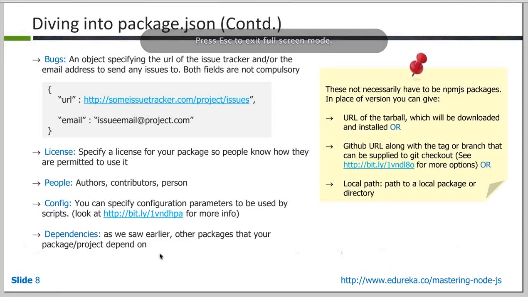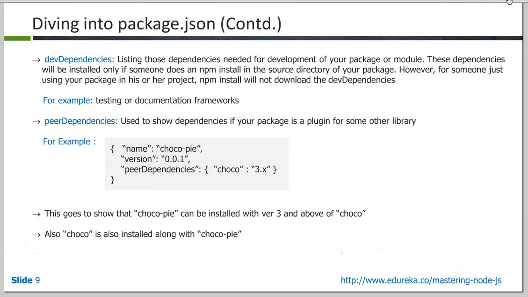Next, we have also seen the dependencies and dev dependencies. We're going to deal with them a bit more. These do not necessarily have to be NPM packages. In place of your version, you can give the URL of a tarball which can be downloaded and installed. You can do that as well. A GitHub URL along with the tag or branch can be supplied to Git checkout. The local path is the path to the local repository. We're going to deal with this when we write our own modules a bit later.